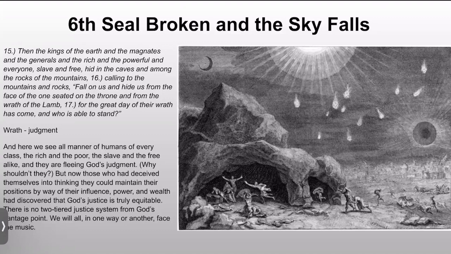But now those who had deceived themselves into thinking they could maintain their positions by way of their influence, power, and wealth have discovered that God's justice is truly equitable. There is no two-tier justice system. From God's vantage point, we will all, in one way or another, face the music. And that is the discovery of those who hide under the mountains, as we read, the kings of the earth, right there with the slave and the free, all in the same boat.